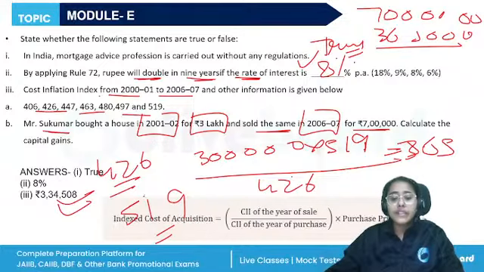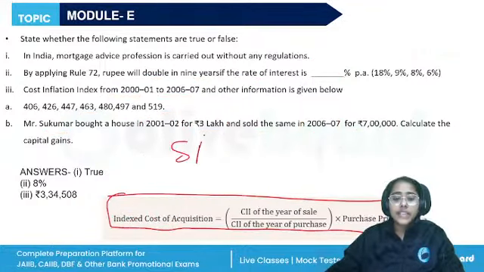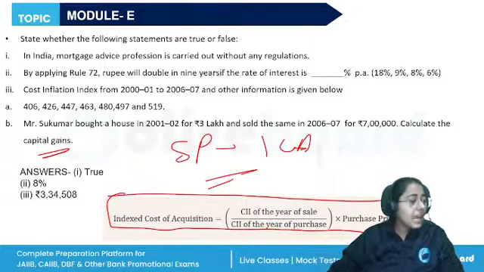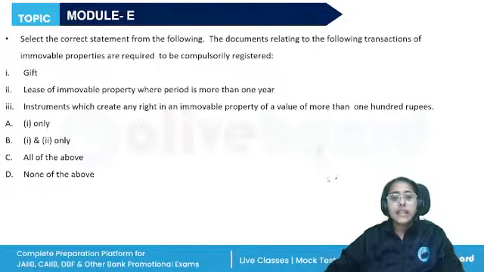So all you need to do is remember this formula, the indexed cost of acquisition, and then you subtract it from the sale price, and you will arrive at the capital gains. I hope this calculation was clear. So this formula is important. Next question.